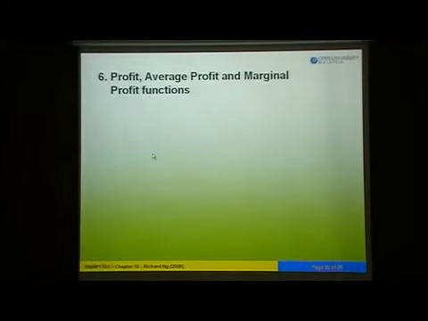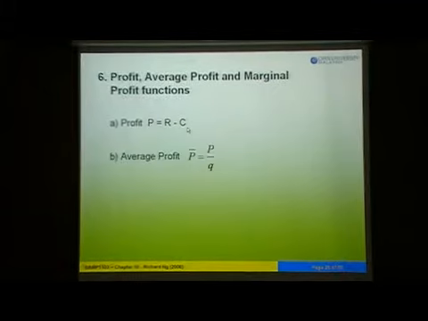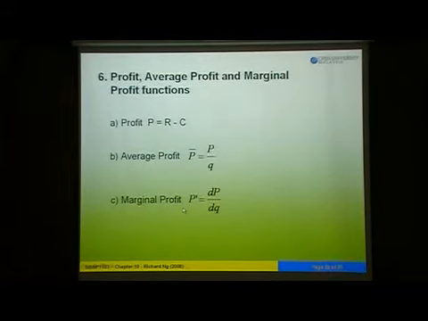Next we go to profit, average profit and marginal profit functions. So profit is equal to revenue minus cost, remember? And then the average profit is profit divided by Q. And finally marginal profit is equal to dP over dQ.